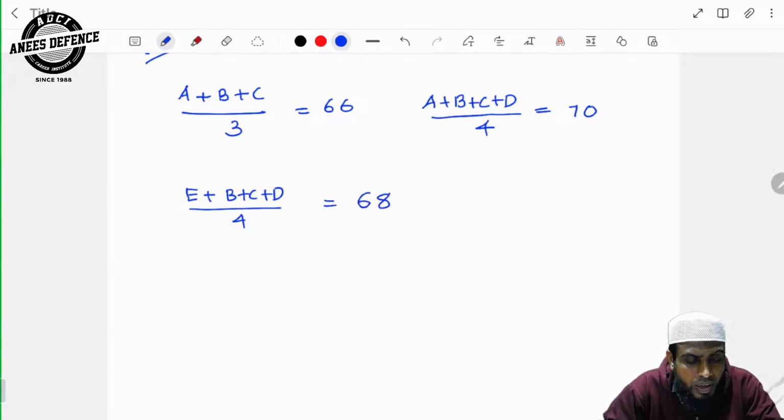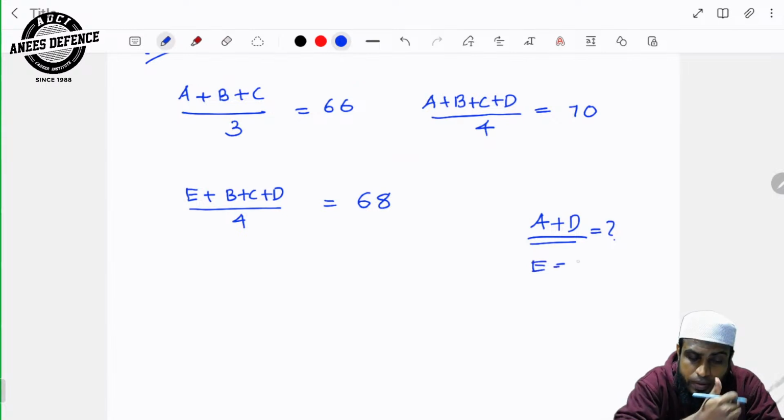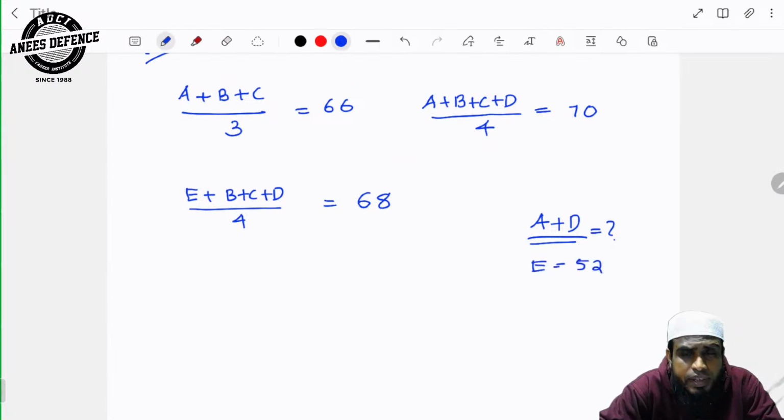What is the sum of marks of A and D if E's mark is 52? So we have to calculate the mark of A plus D, if the mark of E is 52. That is the question. The average mark of A, B, C is 66. When D's mark is also included, the average is increased by 4 marks. Now if A is replaced by E, the new average is reduced by 2 marks.